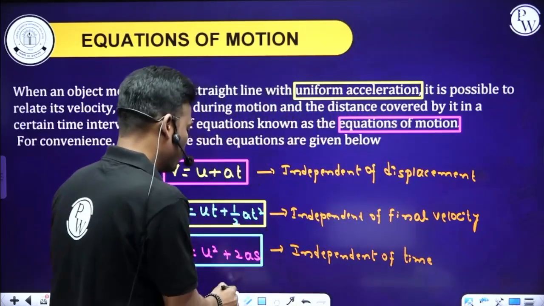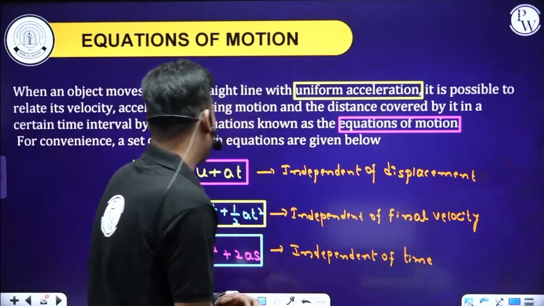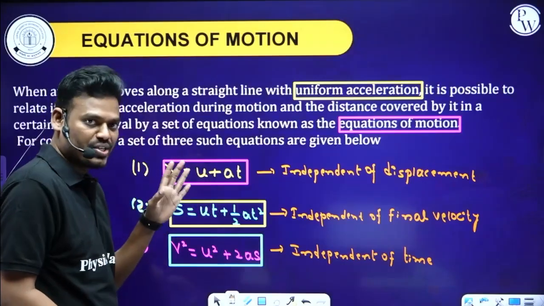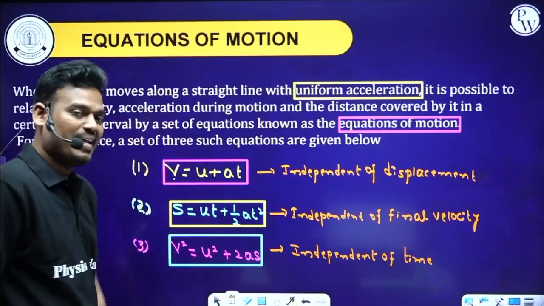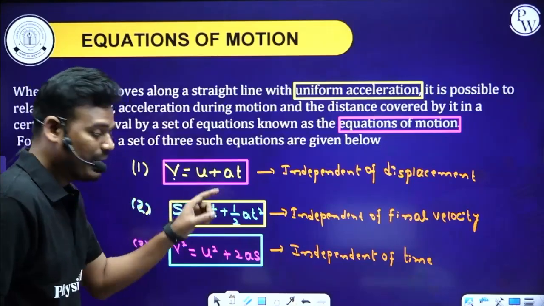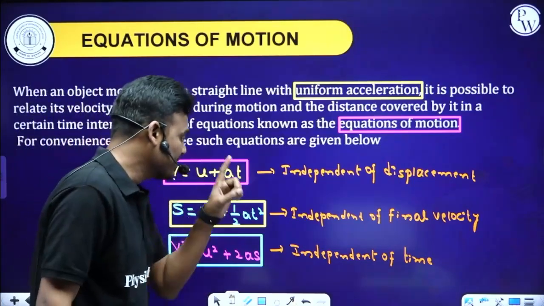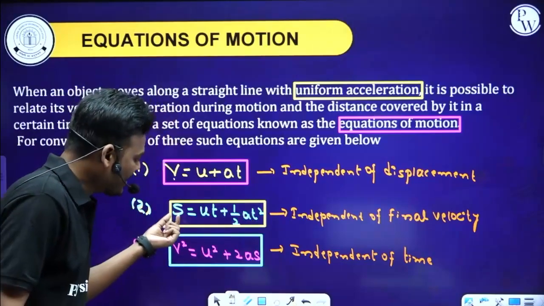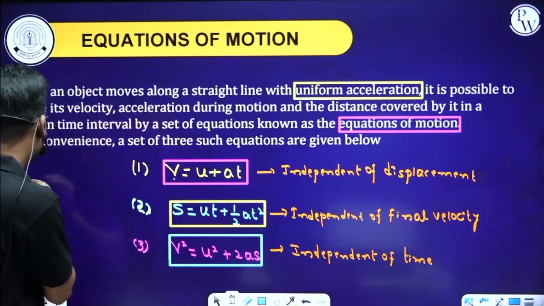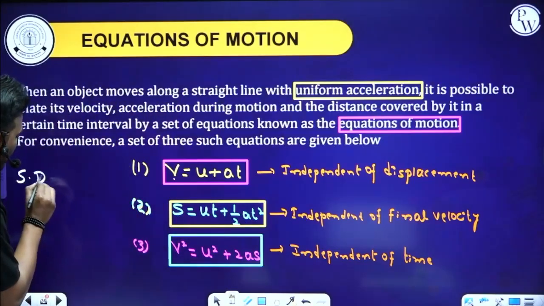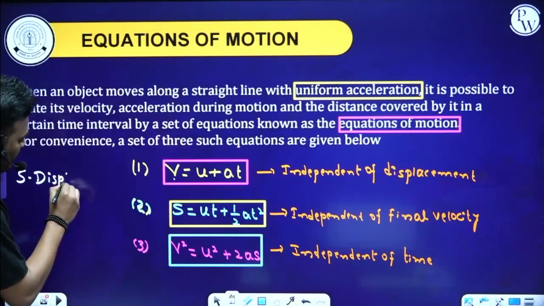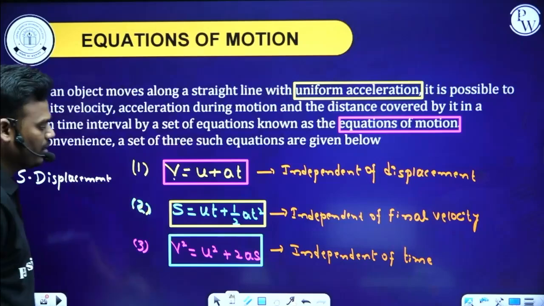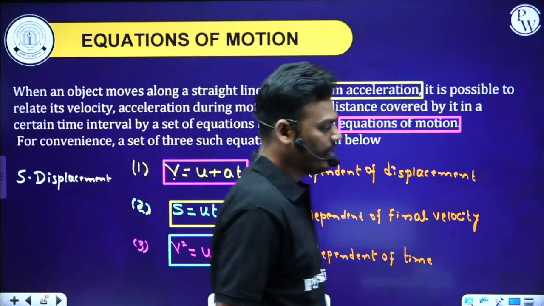One more time, let's try to understand the symbols that we are using in the equations. V means the final velocity, U means initial velocity, A means acceleration, T means the time of the journey, and S means displacement. Here I'll write S means displacement, or else you will think that it is speed. It is a displacement. Remaining as usual, right?